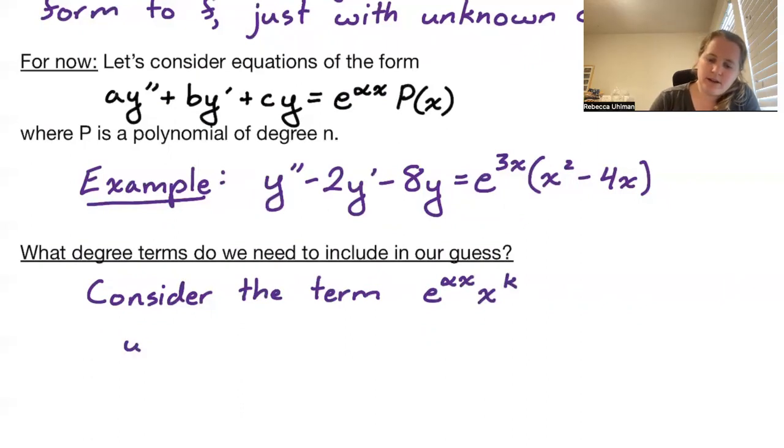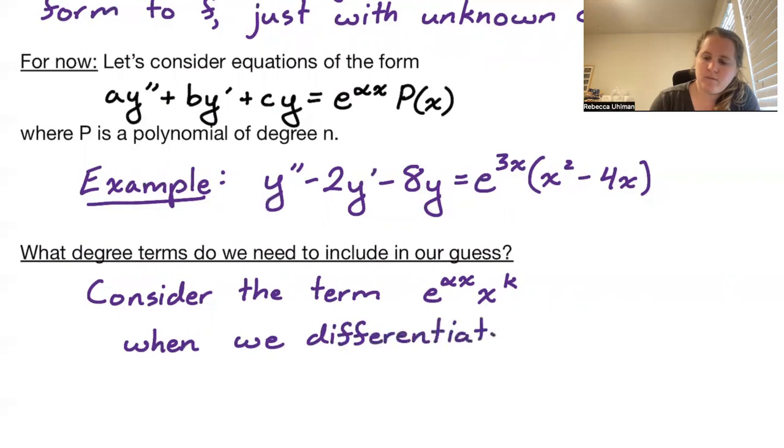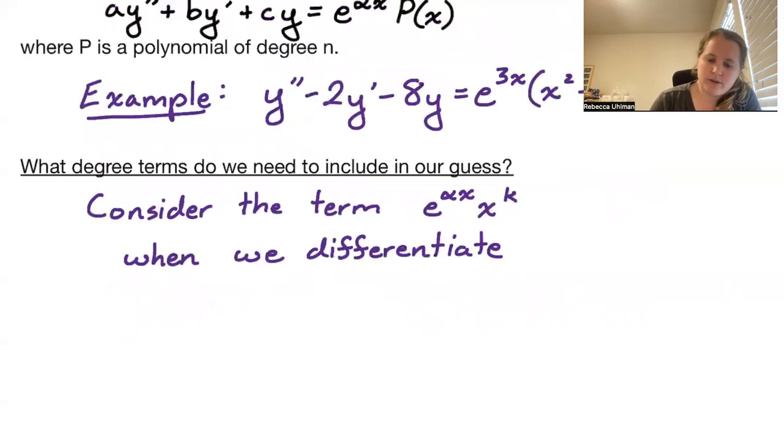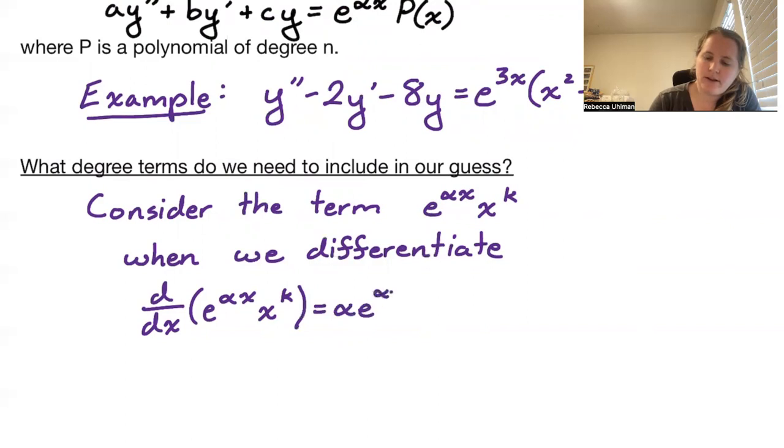When we differentiate, when we take the first derivative of that term, we would wind up with an alpha e to the alpha x times x to the k plus a k e to the alpha x times x to the k minus 1.